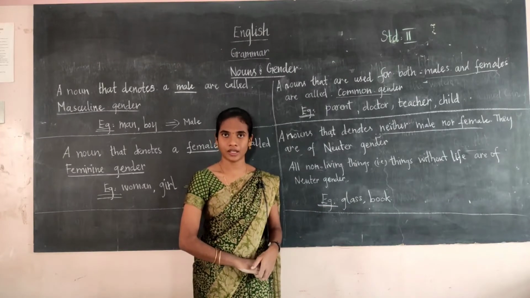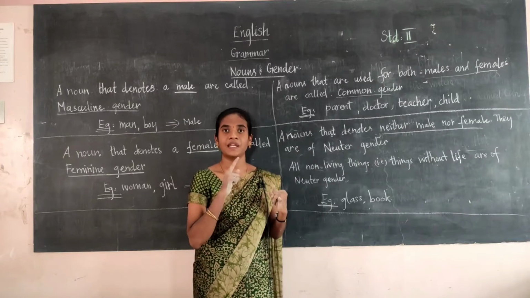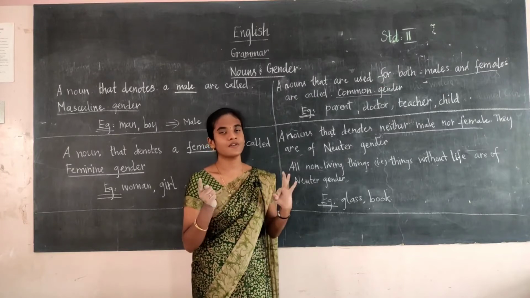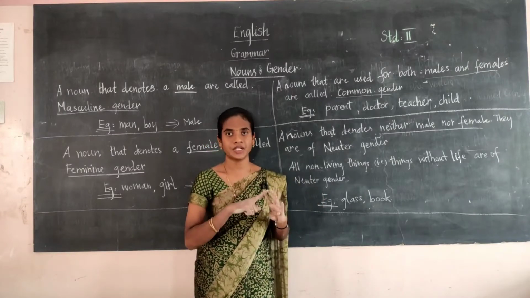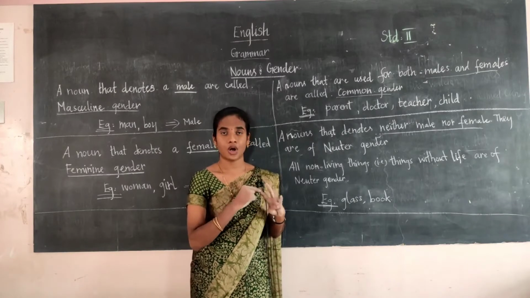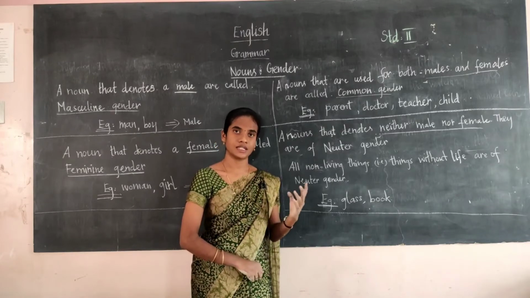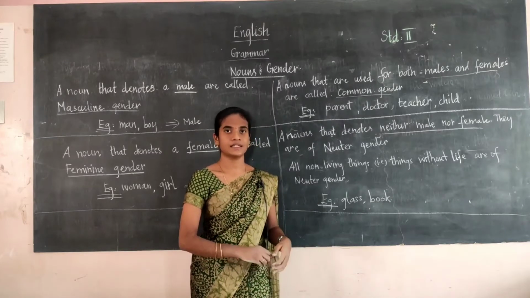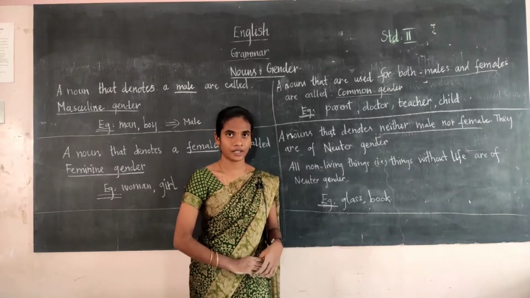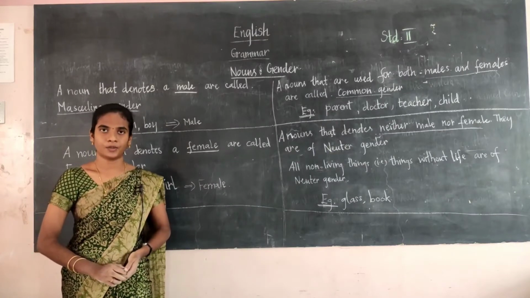Okay students, are you clear with the 4 types of nouns? Masculine means male, feminine means female, common means for both male and female. Neuter gender means non-living things. For non-living things we use the neuter gender noun. It is neither male nor female, that is, it is not a male and it is not a female. Students, are you clear with this? You can copy down these things in your notebook.